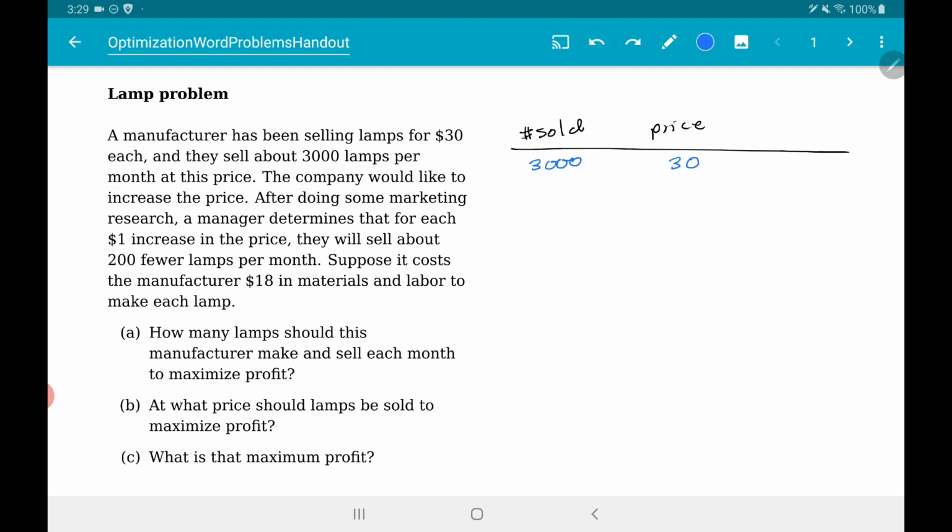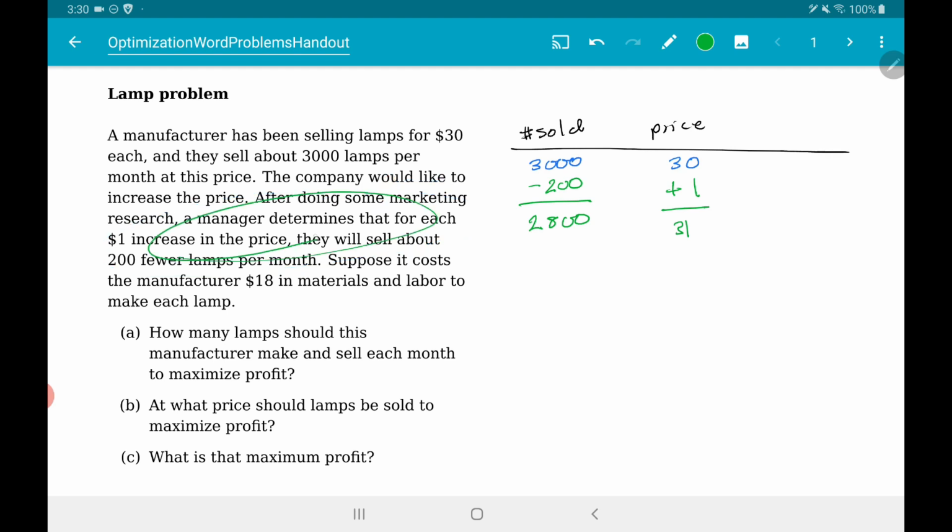The company would like to increase the price. After doing some marketing research, a manager determines that for each $1 increase in the price, they will sell about 200 fewer lamps per month. Okay, this statement describes how the numbers sold and the price are related. In particular, if we add $1 to the price, which means we would consider selling lamps for $31, we'll sell about 200 fewer per month, which means that we would sell only 2,800 lamps per month.